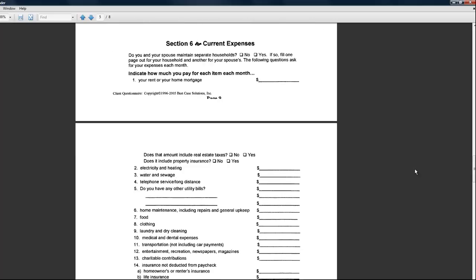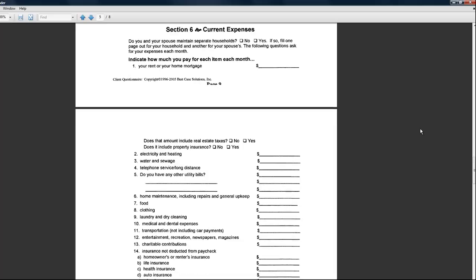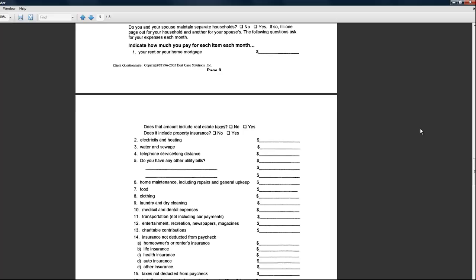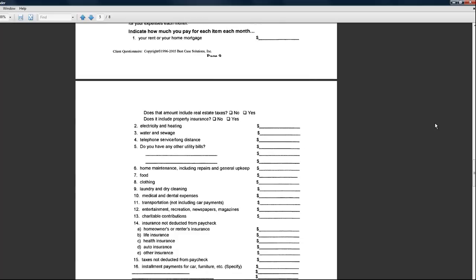Does that amount include real estate taxes? Yes or no? Does it include property taxes? Does it include property insurance? Then we go on to list their monthly debts, the cost of doing business per them in their house for the month. When you get to number 14, insurance not deducted from paycheck, you need to ask them at that point in time, do you have life insurance? If so, how much?